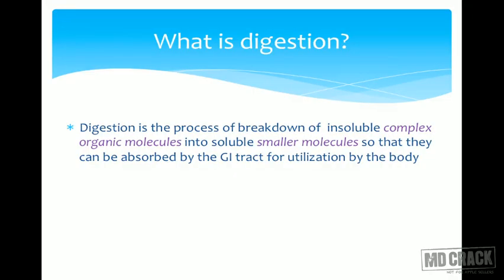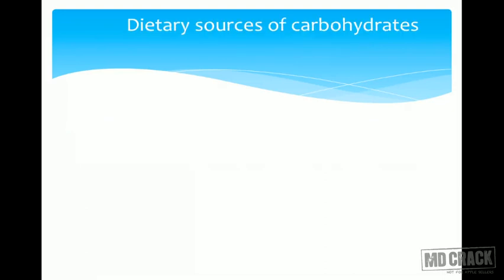So what is digestion? We all know that digestion is the process whereby big macromolecules are converted into small macromolecules. Till there you call it digestion. So why do we convert it into smaller molecules? So that they can be absorbed and utilized by the body.